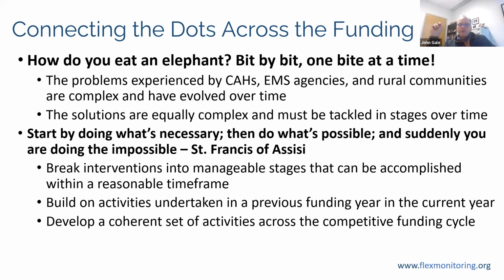The problems experienced in rural communities by CAHs, their community leadership systems, their EMS agencies are complex and evolved over time. And these are not things that we can do with one or two initiatives. So having a long-term view, thinking about how you move forward and you tackle these things in stages is such an important way of thinking about this.